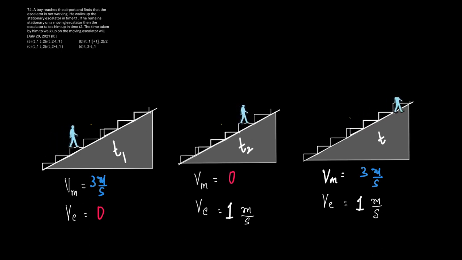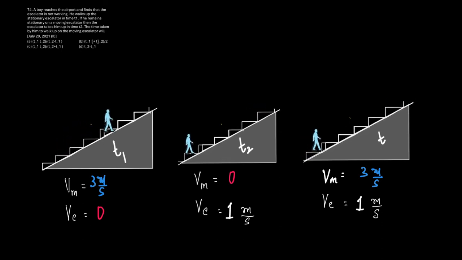for the sake of our understanding, I have assumed the velocity of the man to be 3 meters per second and the velocity of the escalator to be 1 meter per second, which actually is the usual velocity in most escalators, 1 to 1.5 meters per second. Okay, both horizontal and the inclined ones.